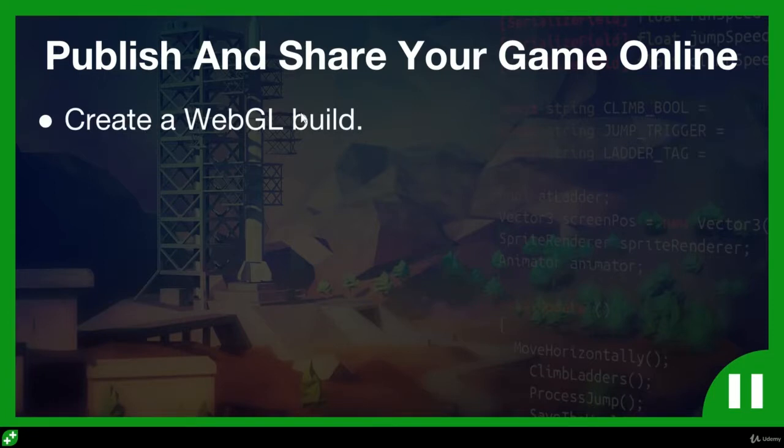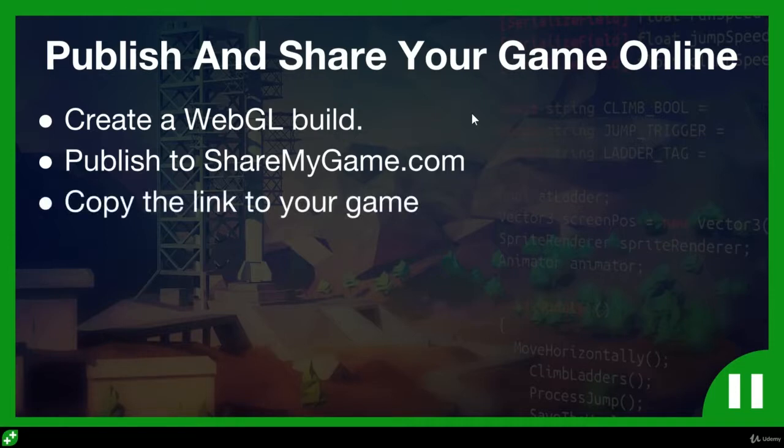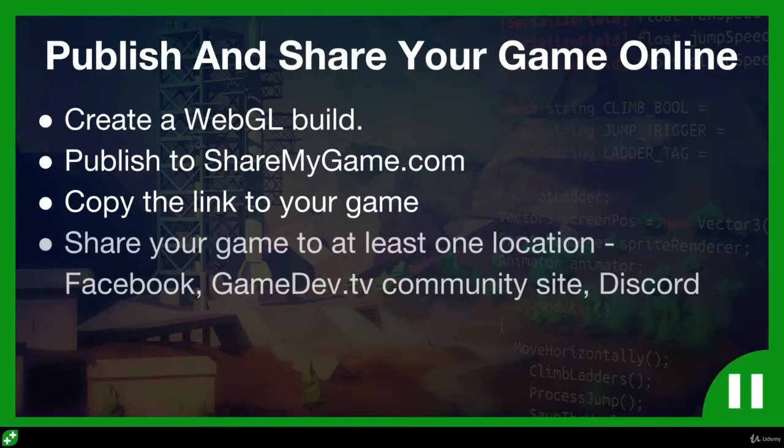Create a WebGL build, which we have done already. Publish to sharemygame.com, which I'll do in a moment when my build finishes building. Copy the link to your game. Super important that you don't accidentally click away from the link, and I'll take you through that step nice and slowly when we get to it. But once you've got the link, you can share that with your friends, take it to your grandmother and say, hey, check out this link, and she'll look at it and she'll be amazed, hopefully.